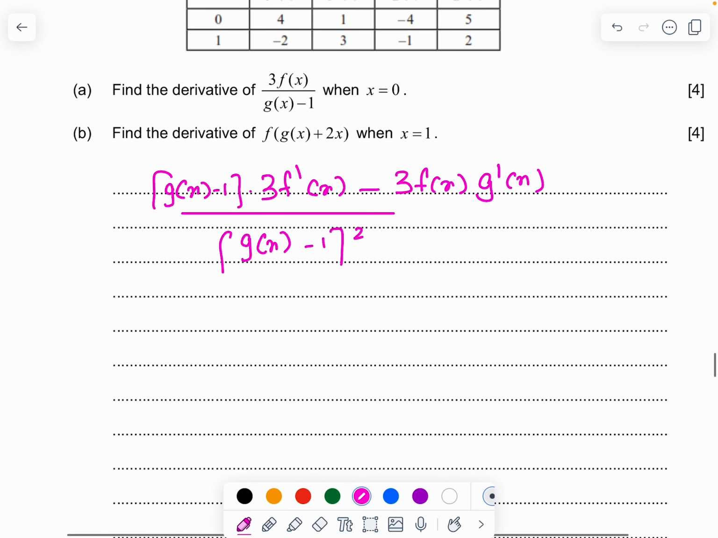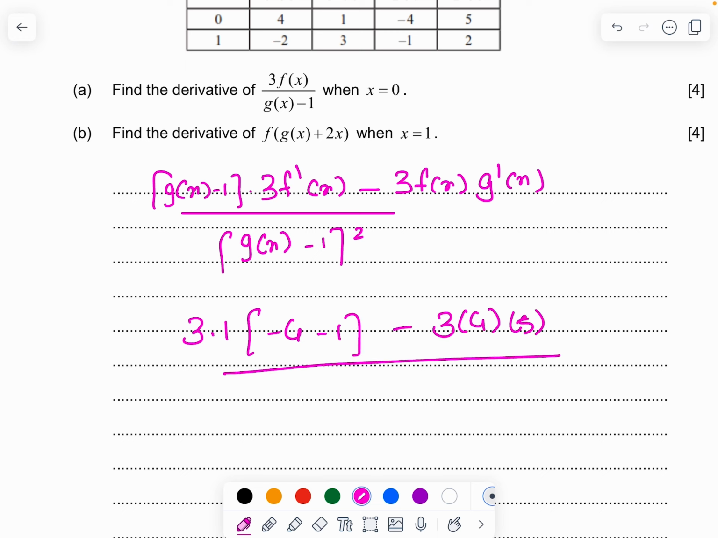Now at x equals 0, plug in those values. 3 times of 1, then minus 4 minus 1 minus 3 times of 4 times of 5 divided by negative 4 negative 1 whole square, which is going to be negative 3.